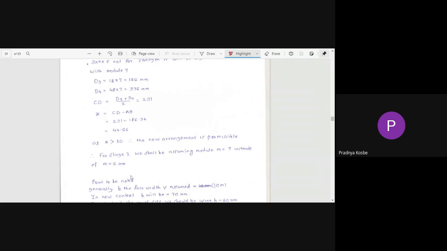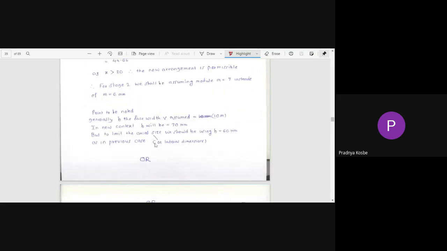Now you have calculated 6 mm, but when we are considering the gearbox as an assembly, that module is not giving me a feasible result. So I have to increase the module, I have to increase the pitch circle diameter, and for that purpose I have to increase the module. Now this module will be used as the standard module, that is instead of 6 mm, now it will be 7 mm.